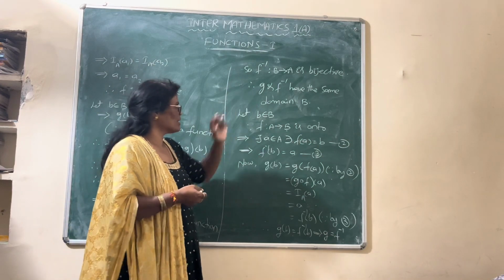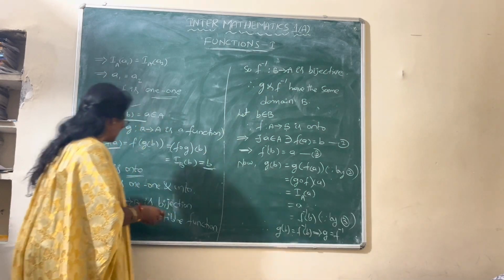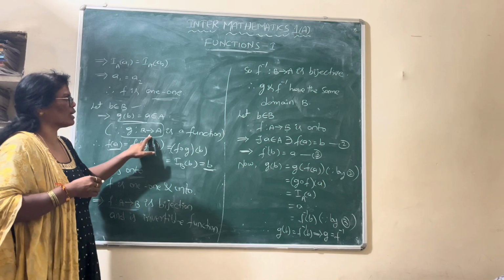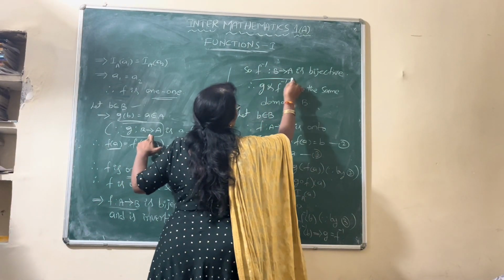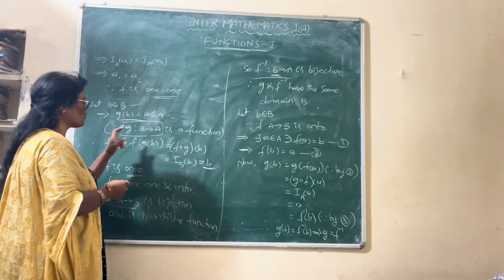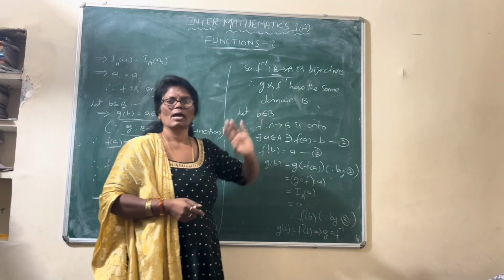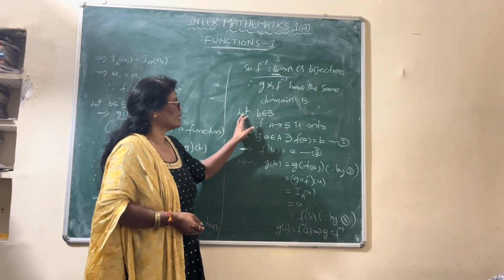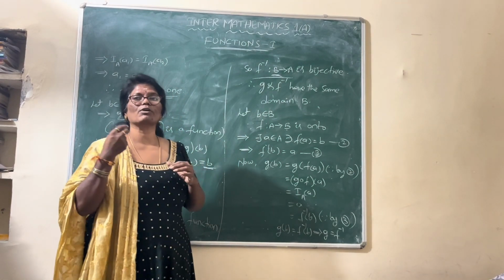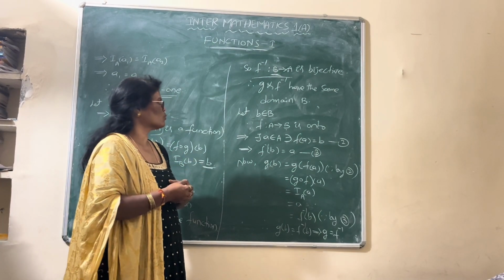This means we consider g and f inverse. g is a mapping from B to A, and f inverse is also a mapping from B to A. The domain is the same in both functions: f inverse and g both have the same domain, B. Is it clear? We have to show that g is equal to the inverse function f inverse. Both functions are equal to each other, and we need to prove it.